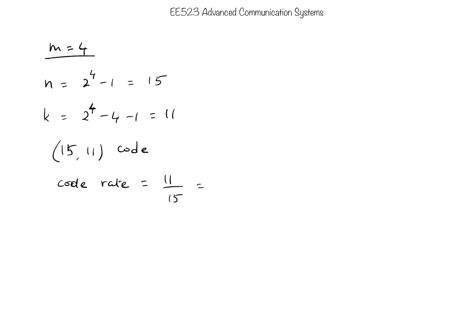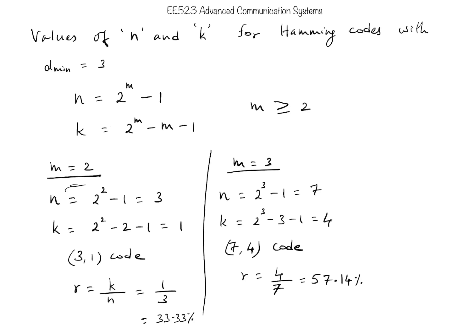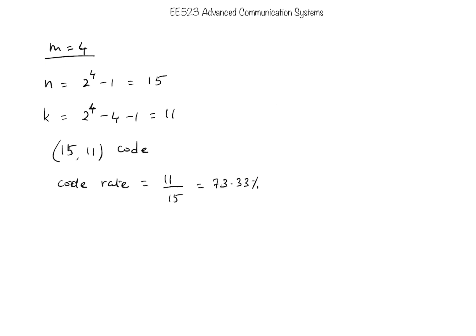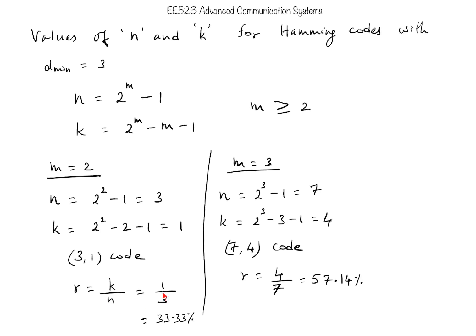So 11 by 15 is 73.33%, okay? And similarly, you can do it for m equal to 5, 6, 7, and so on. And what you notice is, as you increase the value of m from 2 to 3 to 4, and you're going to go to 5 and so on, the coding efficiency, or the code rate that you get, approaches 100%. The code rate approaches 1, or the efficiency approaches 100%.